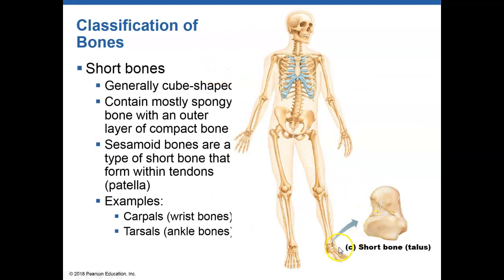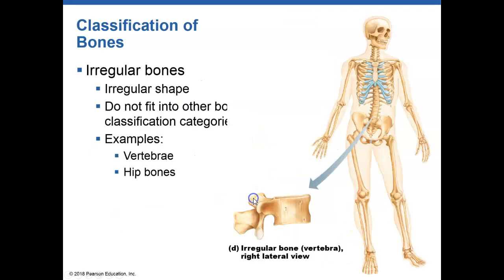Short bones, carpals and tarsals, I mentioned that, and then your patella, which is a specialized bone called the sesamoid bone. These are short bones. They are, in general, close to the same length and width, and that's where they get that cube-like structure, and they're called short bones. They also just have a thin layer of compact bone surrounding spongy bone in between.